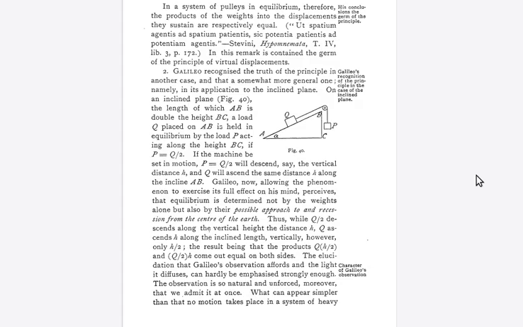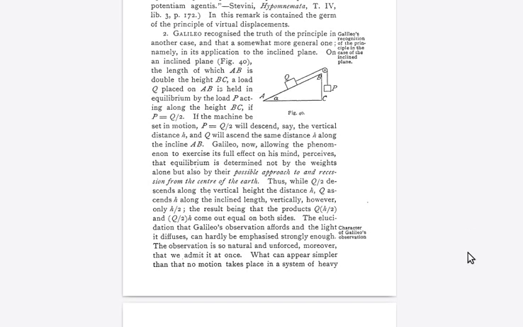Thus, while Q over 2 descends along the vertical height, the distance h, Q ascends h along the inclined length, vertically, however, only h over 2. The result being that the products Q·h over 2 and Q over 2 times h come out equal on both sides. The elucidation that Galileo's observation affords and the light it diffuses can hardly be emphasized strongly enough. The observation is so natural and unforced, moreover, that we admit it with instinctive acceptance.